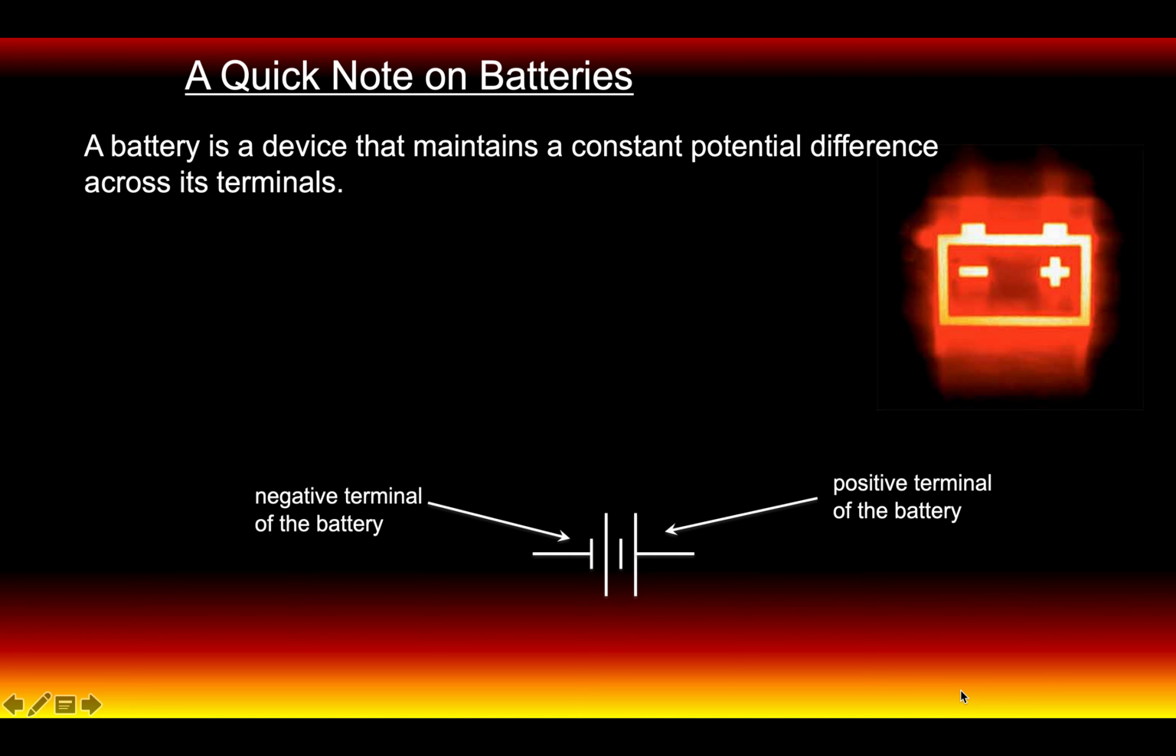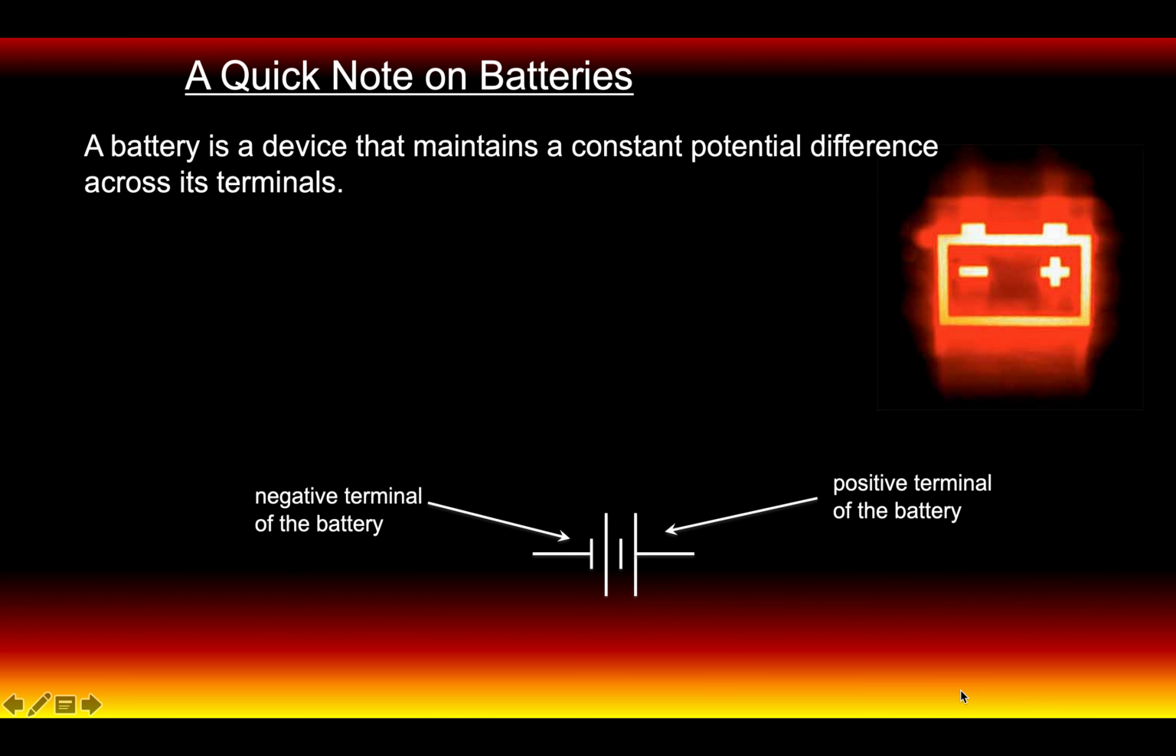Shown here is a circuit symbol for a battery. The circuit symbol consists of alternating short and long lines, and the side of the circuit symbol that ends in a long line is the positive terminal side of the battery. The side of the circuit symbol that ends in a short line is the negative terminal side of the battery.